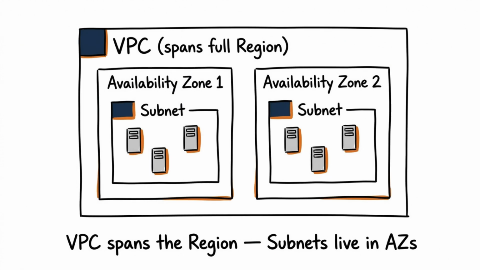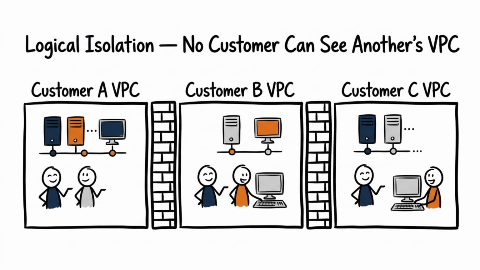A VPC spans an entire AWS region. Inside it, you carve out subnets, smaller IP blocks tied to specific availability zones. A VPC can span multiple AZs, giving you the resilience to survive a data center outage.